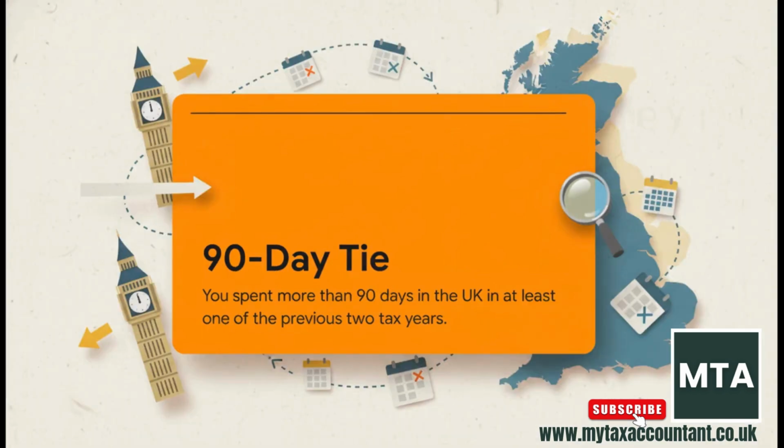Fourth, we have the 90-day tie. This one looks backwards into your past. If you spent more than 90 days in the UK in either of the last 2 tax years, you'll have this tie. It just goes to show how your history in the UK can affect your current status, making it a bit trickier to become non-resident if you've spent a lot of time here before.